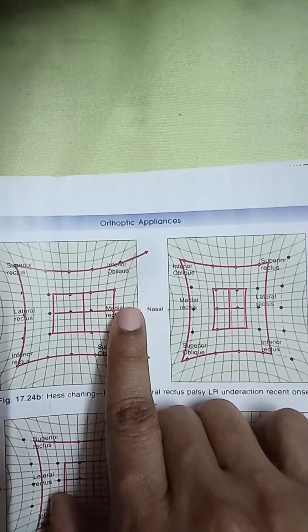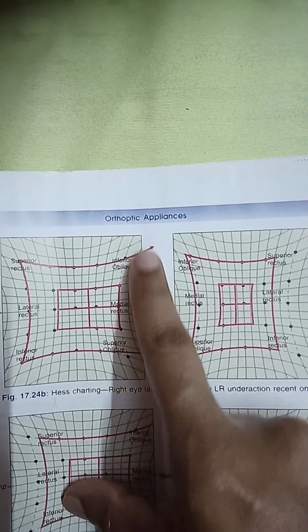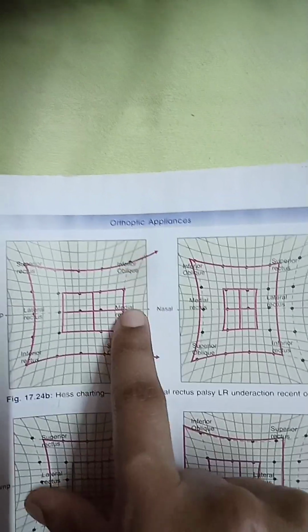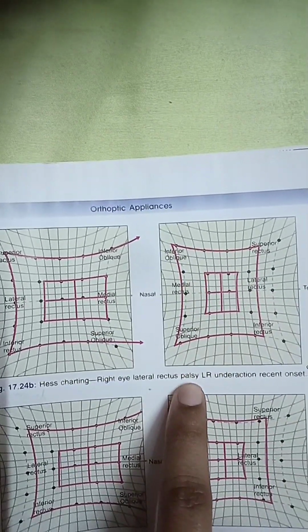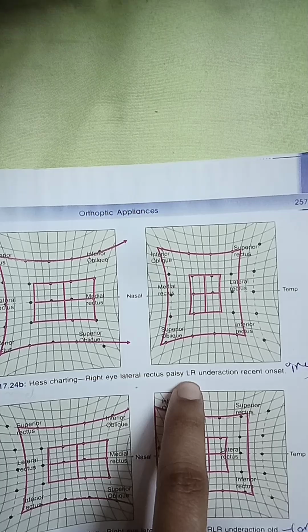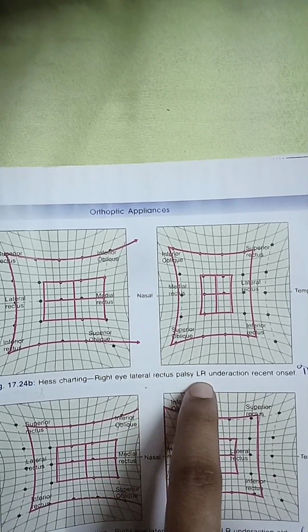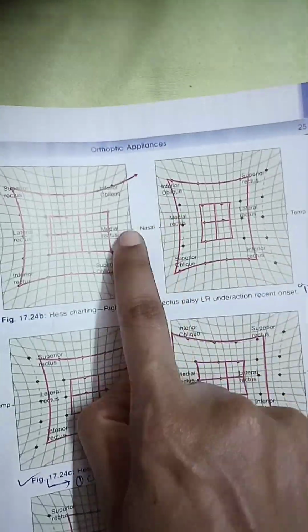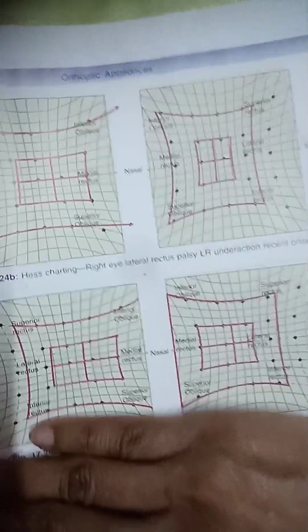And what is overaction? Overaction is, this is the right overacting, the left medial rectus is overacting here. So which must be underacting? This must be underacting. So you will see the left lateral rectus underaction, which is right eye lateral rectus palsy. So we are correcting this. It's contralateral synergist overacting, and this is underacting. And we'll see what.